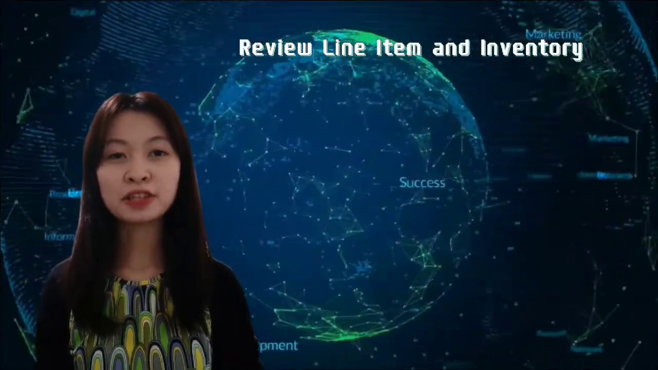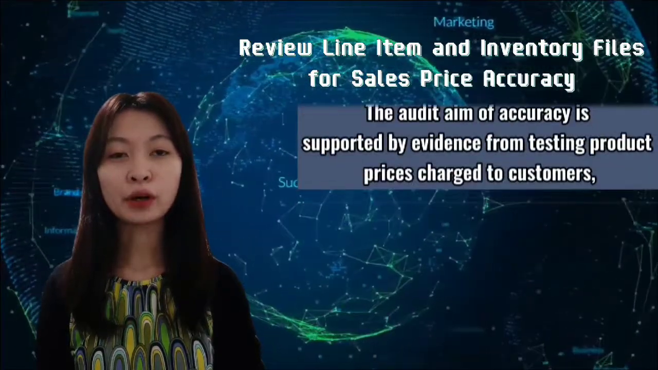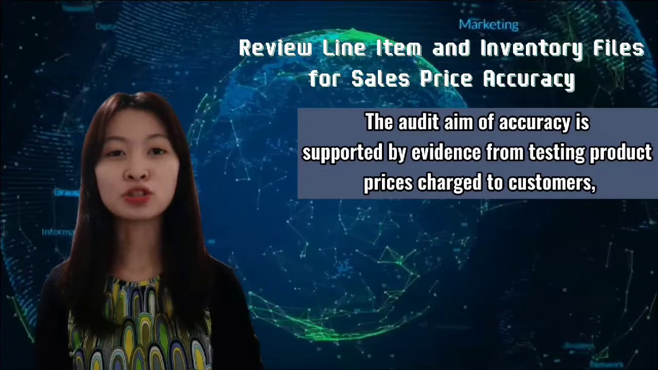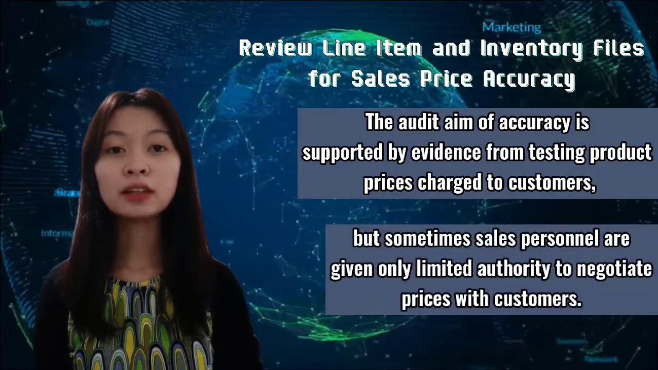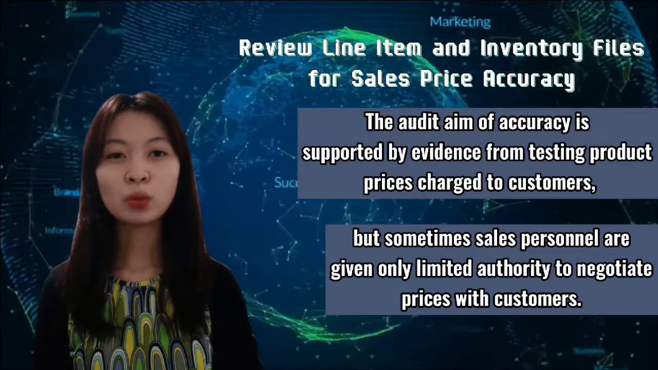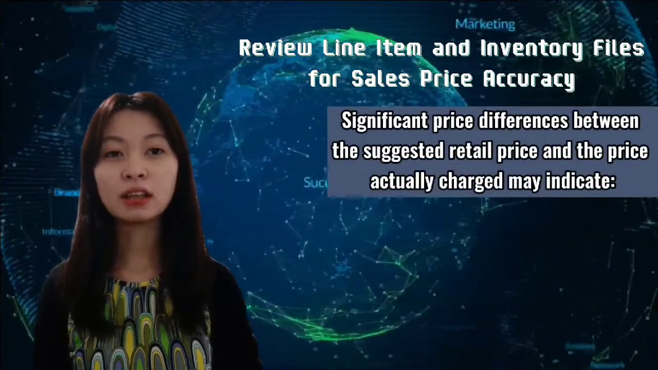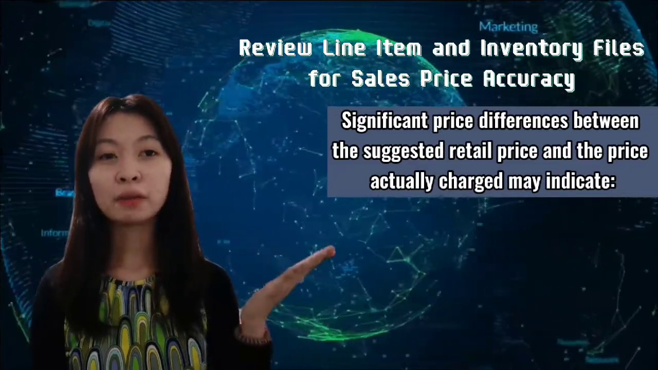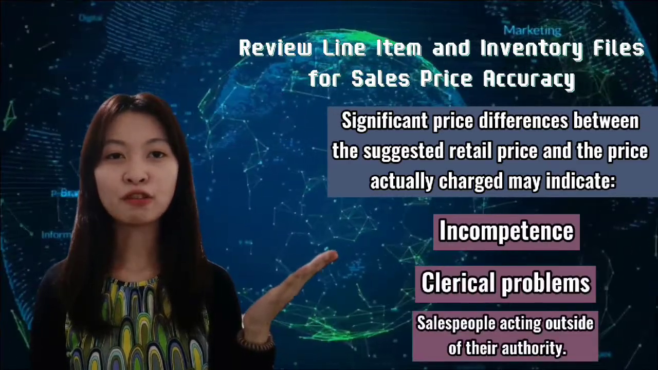Next up is a review of line item and inventory files for sales price accuracy. The audit aim of accuracy is supported by evidence from testing product prices charged to customers, but sometimes, sales personnel are given only limited authority to negotiate prices with the customers. Significant price differences between the suggested retail price and the price actually charged may indicate incompetence, clerical problems, or salespeople acting outside of their authority.